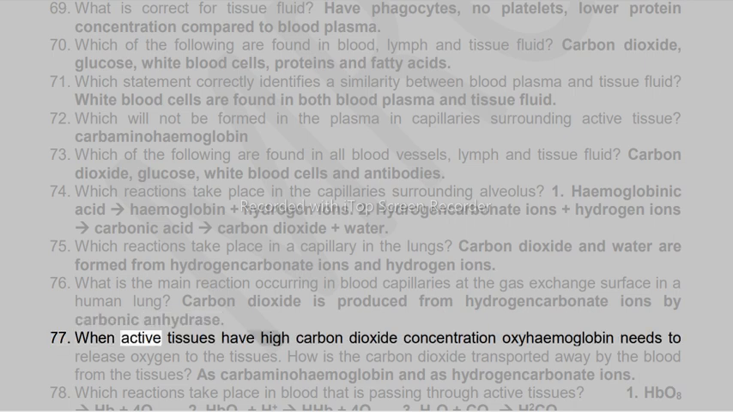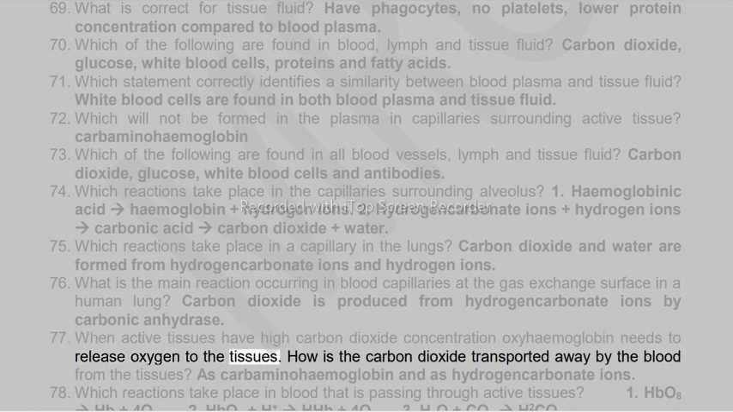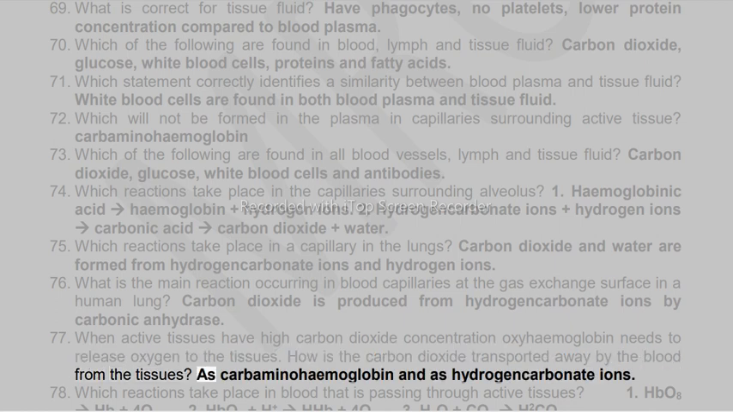77. When active tissues have high carbon dioxide concentration, oxyhemoglobin needs to release oxygen to the tissues. How is the carbon dioxide transported away by the blood from the tissues? As carbaminohemoglobin and as hydrogen carbonate ions.